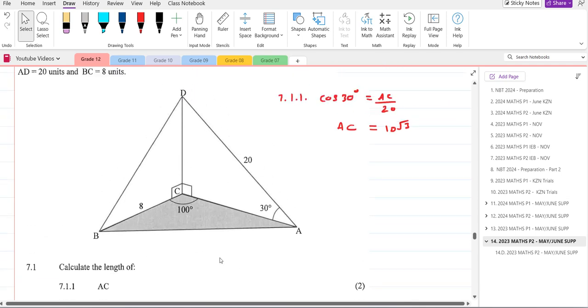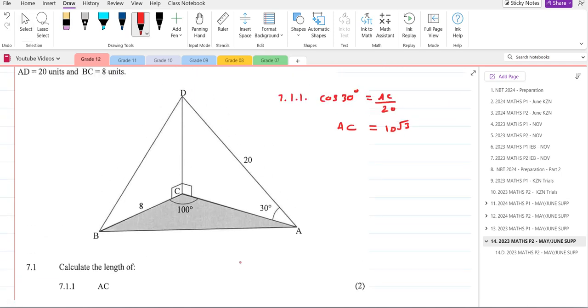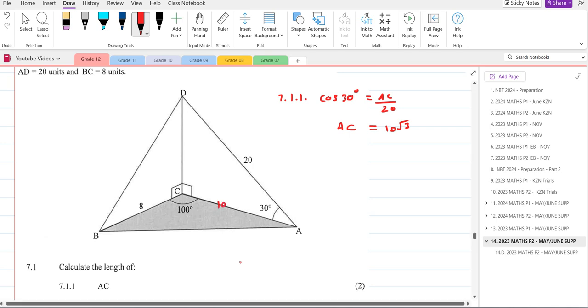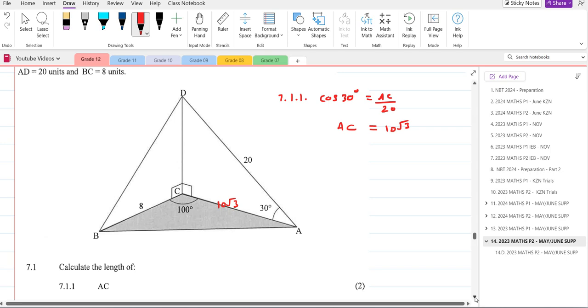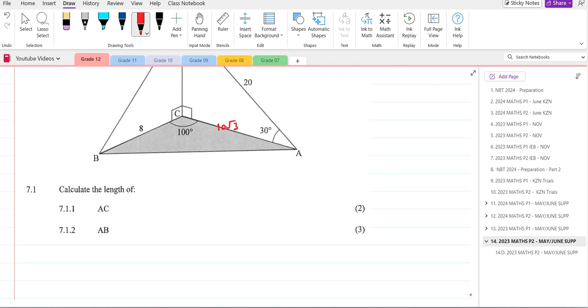What is AB? So remember, this is 10 root 3. Now you've got side, angle, side in the small triangle here in the horizontal plane. When you have side, angle, side, we need to use the cosine rule. So 7.1.2, you need to say AB squared is equal to 8 squared plus 10 root 3 squared.